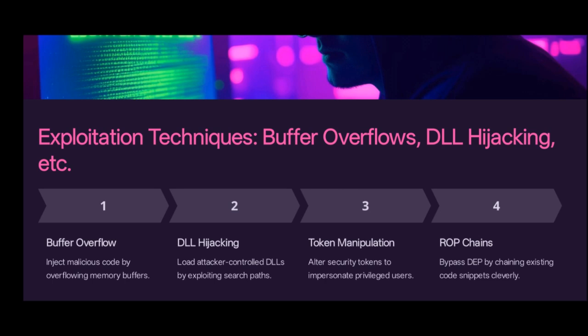2.2 How DLL loading works. When a program loads a DLL, it searches for it using the DLL search order. 1. The directory from which the application loaded. 2. The system directory, C:\Windows\system32. 3. The 16-bit system directory. 4. The Windows directory. 5. The current working directory, CWD. 6. Directories listed in the PATH environment variable. If an attacker places a malicious DLL in a directory searched earlier than the legitimate one, it may be loaded instead.